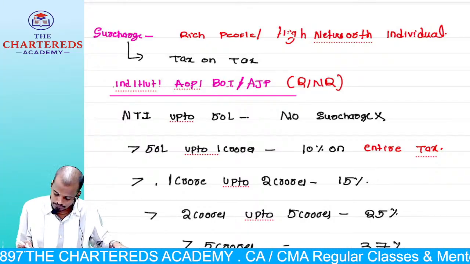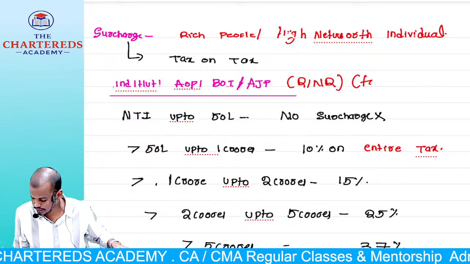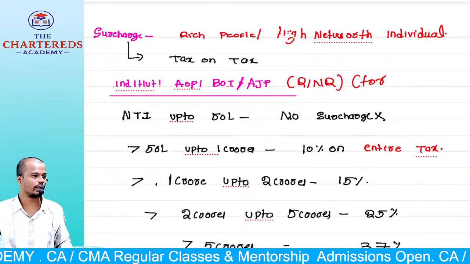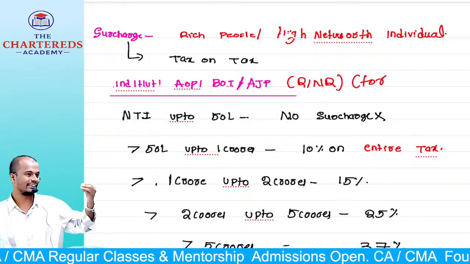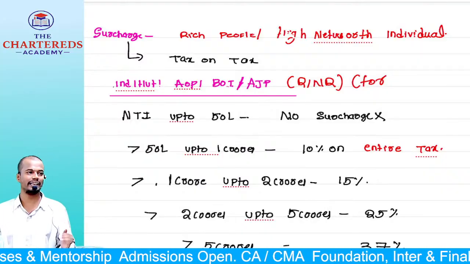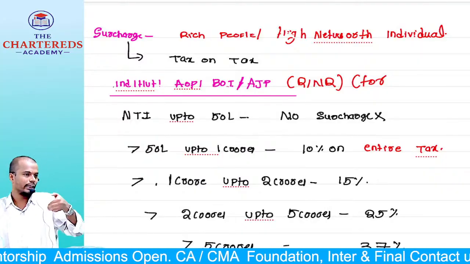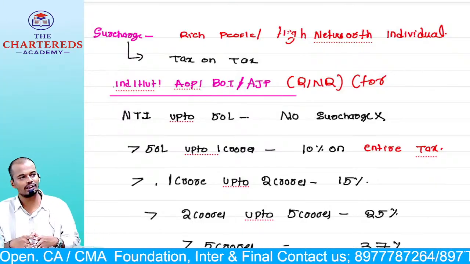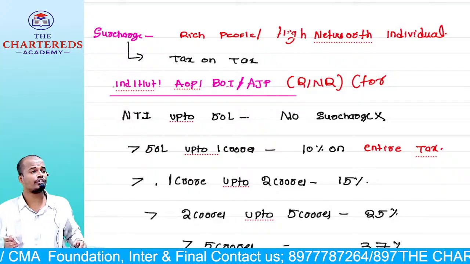Sir, this rate is applicable for all age people. There is no differentiation, like one rate for 60 years, one for 80 years, one for 25 years. Unlike the tax rates, where up to 60 years one rate, 60 to 80 years another, and above 80 years another. Here there is nothing like that. Whether resident or non-resident, it is irrespective of your age.